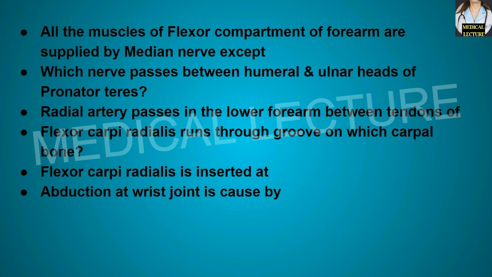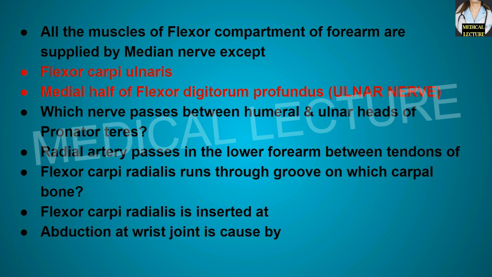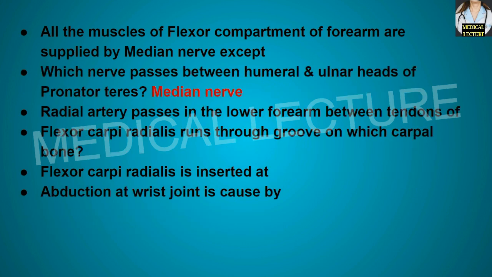All the muscles of the flexor compartment of the forearm are supplied by the median nerve except for the flexor carpi ulnaris and the medial half of the flexor digitorum profundus muscle, which are supplied by the ulnar nerve. Which nerve passes between the humeral and the ulnar heads of the pronator teres? So it is the median nerve.